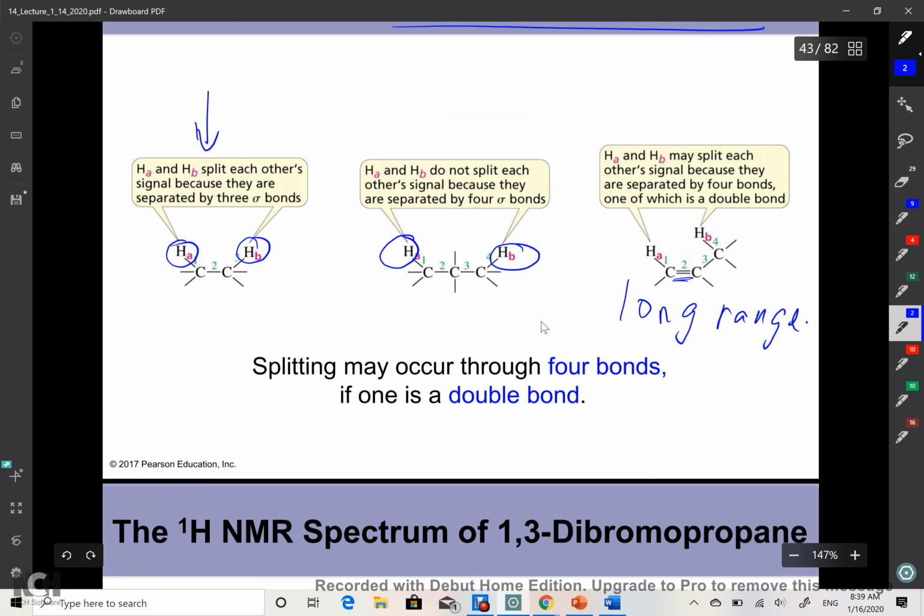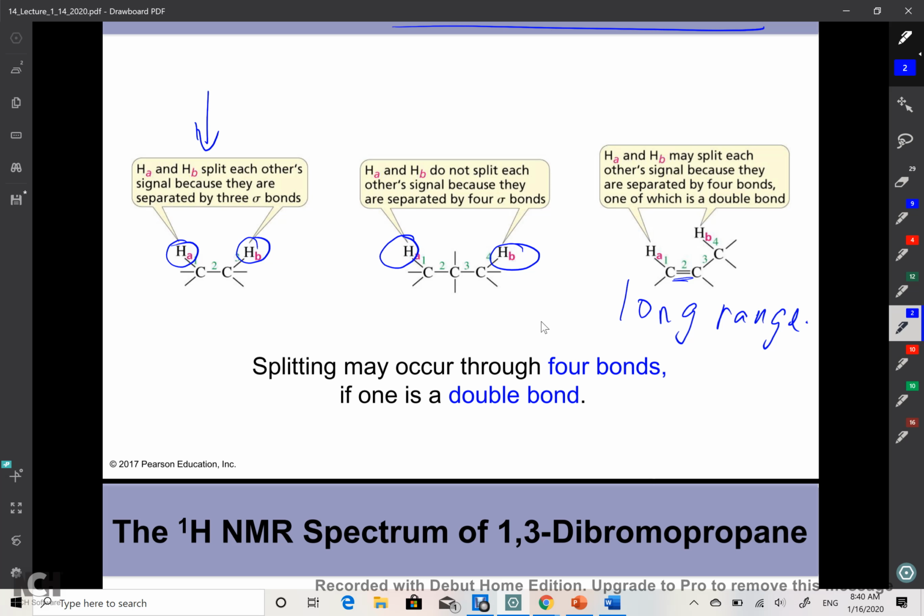Any questions so far with the splitting? All I need from you guys to remember is the formula n+1, where n stands for the number of adjacent hydrogen. And I want you guys to be able to tell me, why do we have a quartet, why do we have a triplet? If we see a signal that gives me a triplet, then I know that that signal is neighboring 2 other hydrogen. Does that make sense?